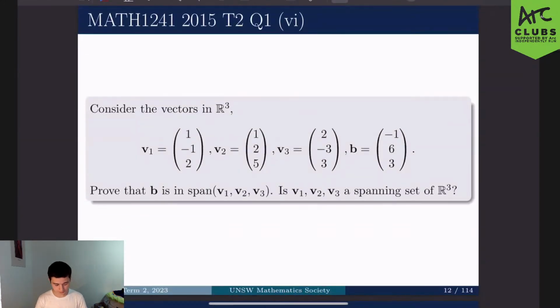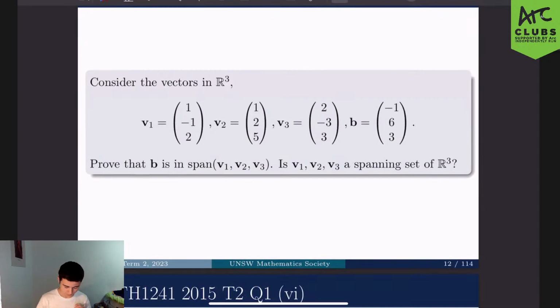First question. Consider the vectors in R3, v1, v2, v3, and b. Prove that b is in the span of v1, v2, and v3, and determine whether or not v1, v2, and v3 make a spanning set of R3. So, first thing to look at here, how are we going to do it? Prove that b is in the span.